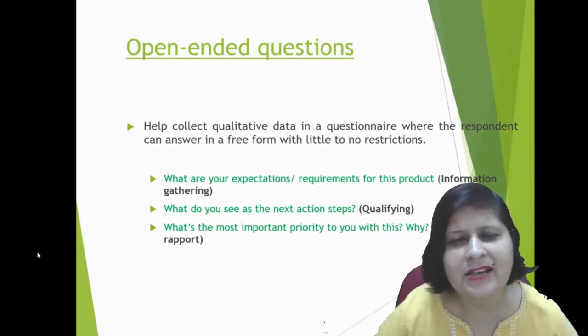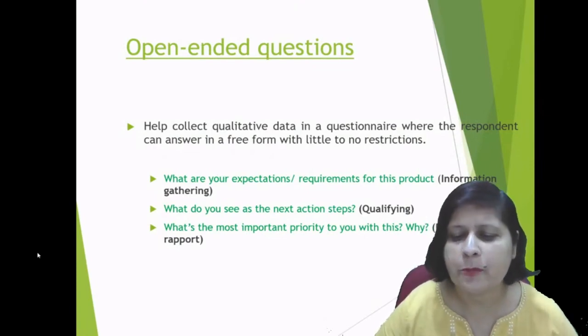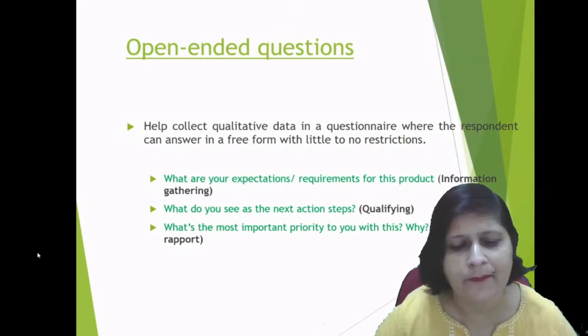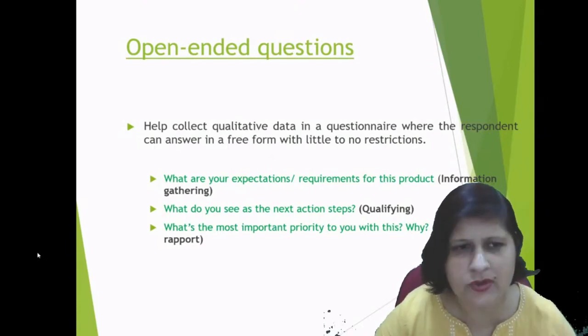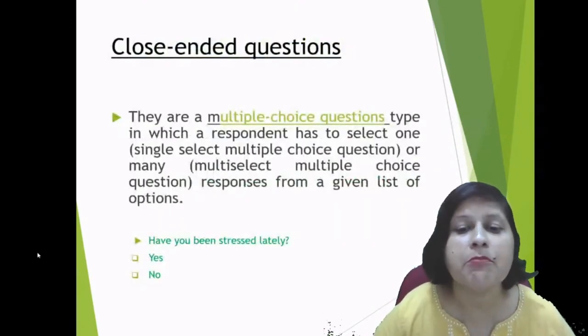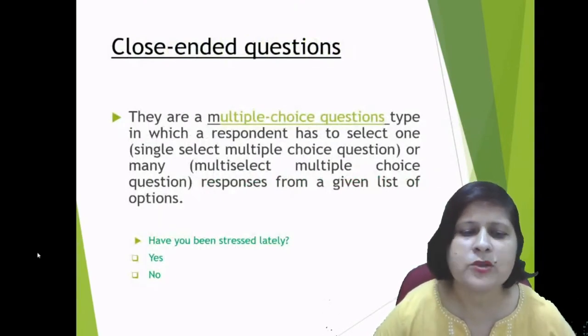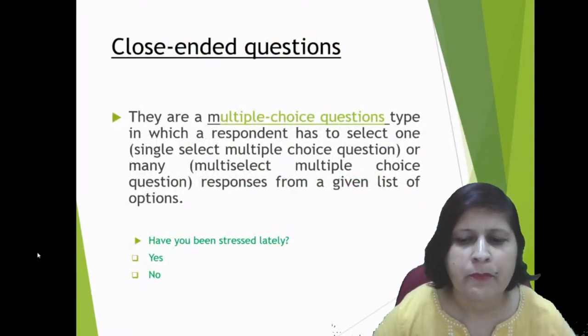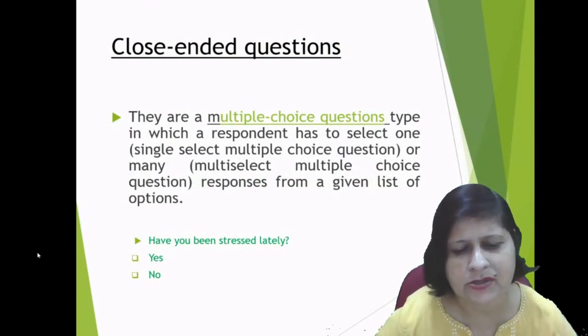What do you see as the next action steps? Or what's the most important priority to you with this? Why? These types of questions are known as open-ended questions, and it is very difficult to analyze and codify these types of questions. Closed-ended questions are multiple choice questions. As I said, it is a multiple choice question in which the respondent has to select one or many, depends, responses from a given list of options.